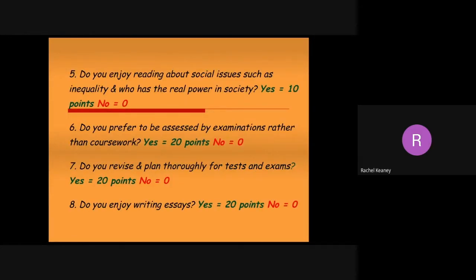Okay, so these are questions 5 to 8 now. We've got 12 questions. Do you enjoy reading about social issues such as inequality and who has the real power in society? If you say yes, that would be 10 points, and no is 0. Do you prefer to be assessed by exams rather than coursework? Yes would score you 20 and no would be 0. Do you revise and plan thoroughly for tests and exams? Yes would be 20 and no would be 0. Do you enjoy writing essays? That would get you 20 points for yes and 0 for no.